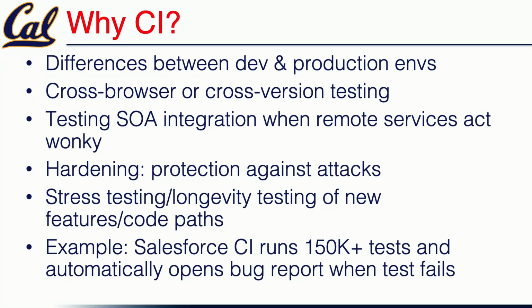As an example, when we started doing this class, I went out and talked to a few companies that were really serious about CI at a time when it wasn't yet cool. Salesforce CI runs over 150,000 tests every time that somebody checks in code. And if a test fails, it automatically opens a bug report and assigns it to the person whose code check-in caused that particular test to fail. So that's, to me, the epitome of automation, right? It's actually using the entire workflow up to and including filing a bug report to get the test to pass again.